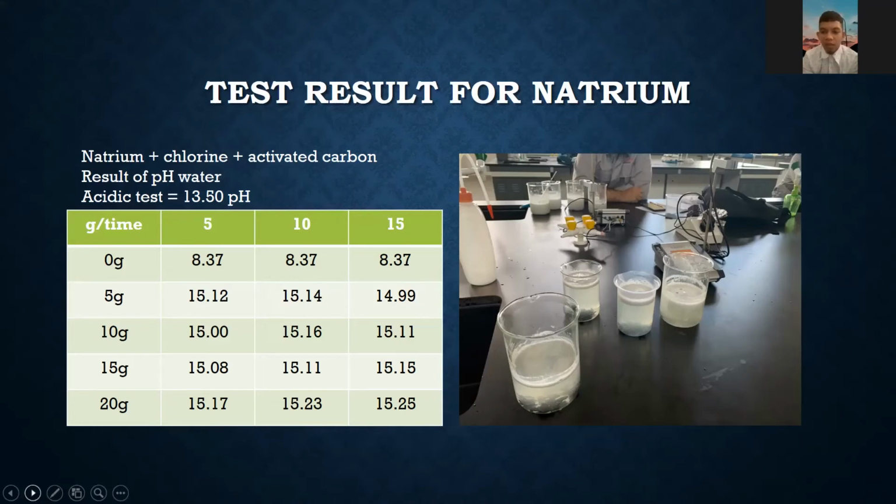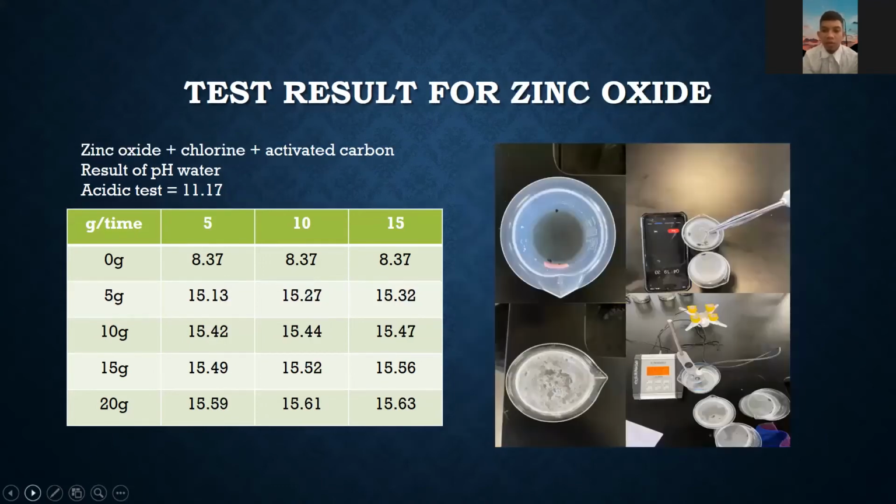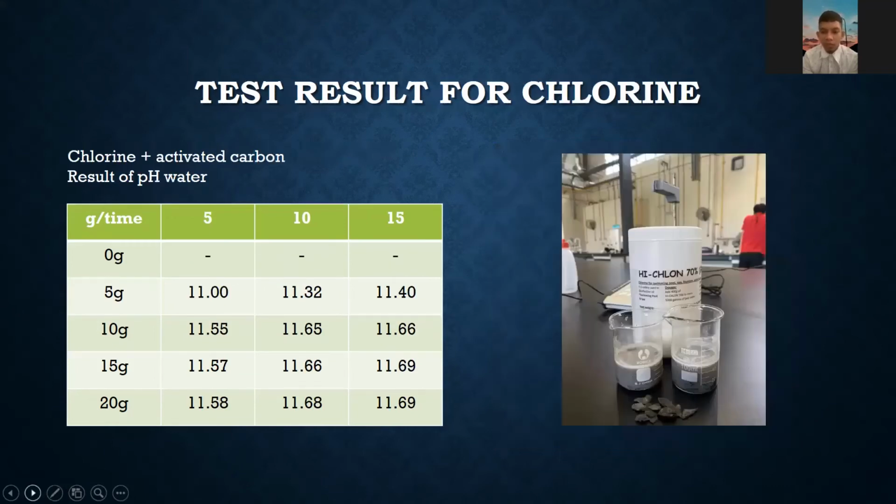For the test result for zinc oxide plus chlorine plus activated carbon, the result of pH water, the acidic test, is 11.17. So this is the test result for zinc oxide. Then the test result for chlorine plus activated carbon, the result of pH water. So this is the result for pH water.